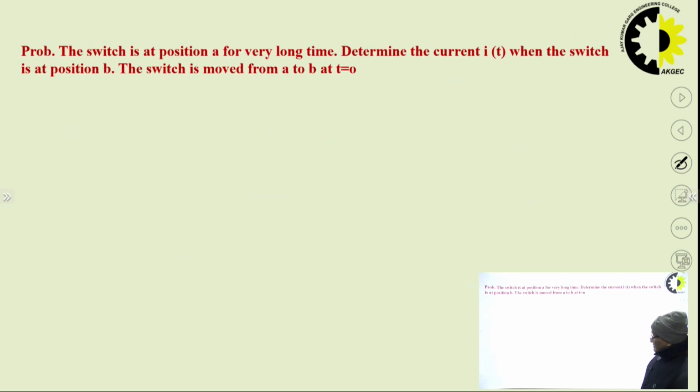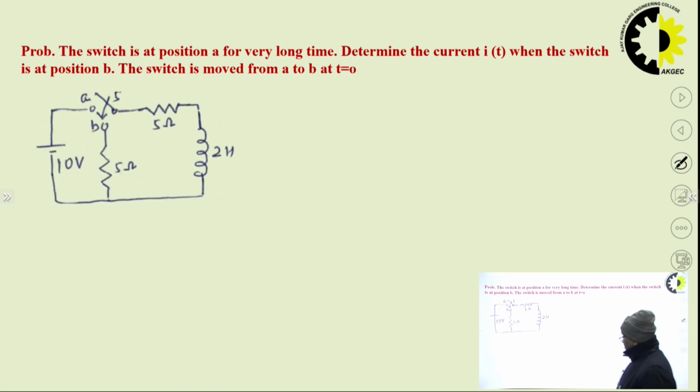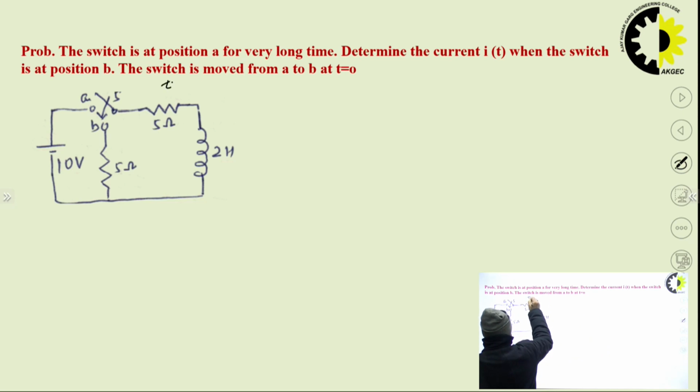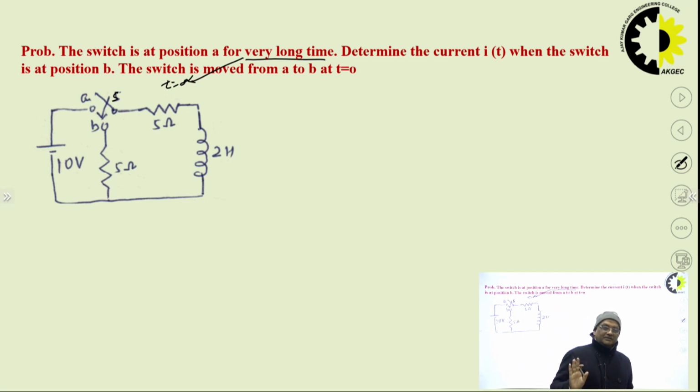Come to another problem. The switch is at position A for a very long time. Very long time means t equal to infinity. Determine the current i(t) when the switch is at position B. The switch is moved from A to B at t equal to 0. In this problem the initial conditions are not given, so first you have to find the initial conditions.